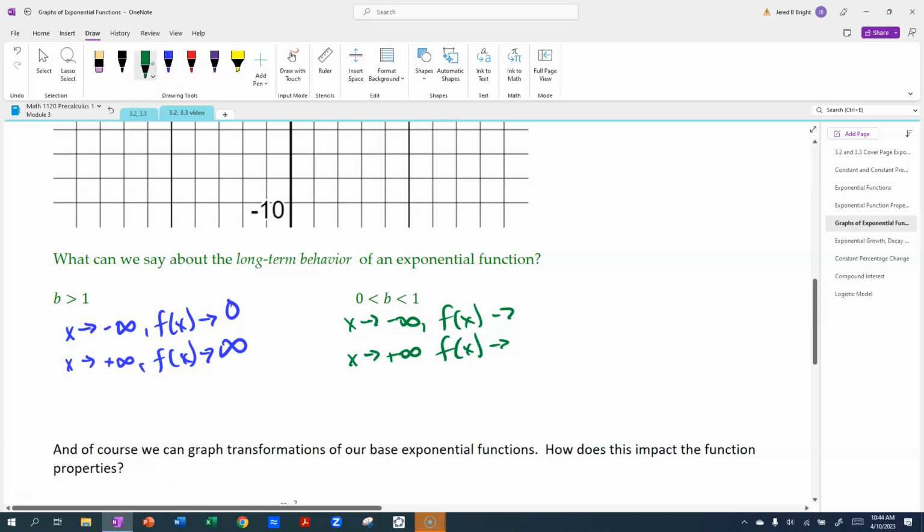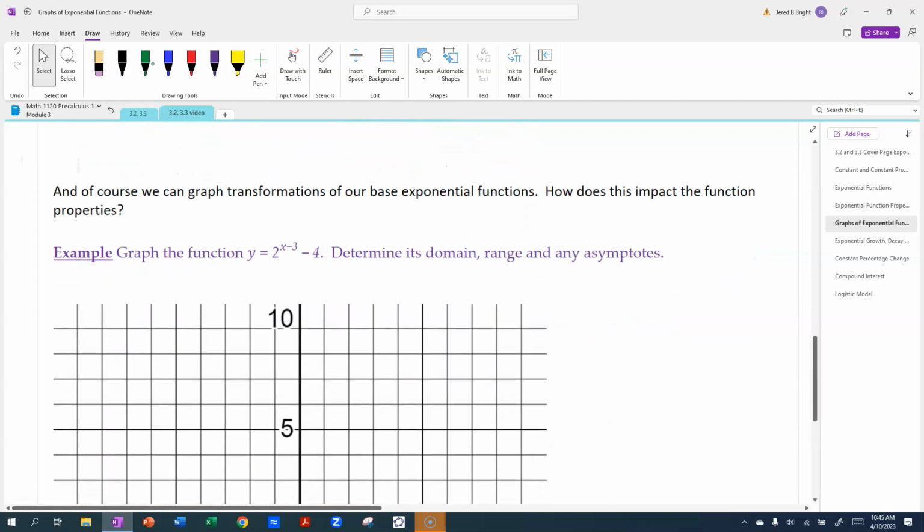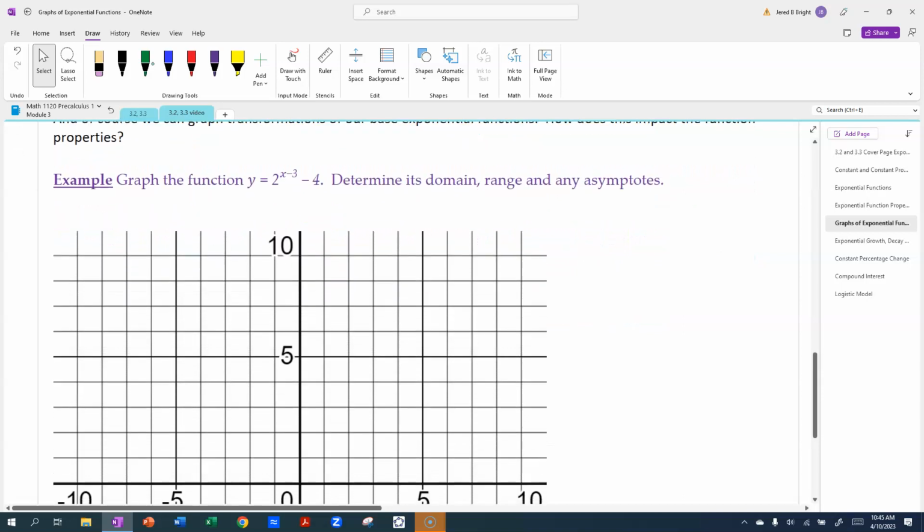And you can verify it as well, but as we go to negative infinity, when b is between 0 and 1, that's when we go to positive infinity, and then as we go to the right, we go to 0. Okay, so the long-term behavior switches depending on whether you have the value of b being greater than 1 or between 0 and 1, okay? And we have transformations, okay? So here we go.